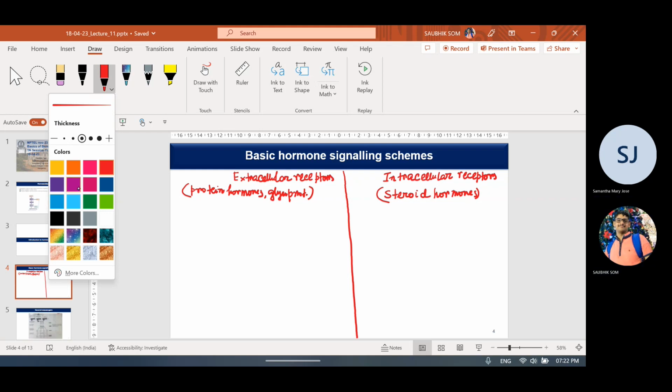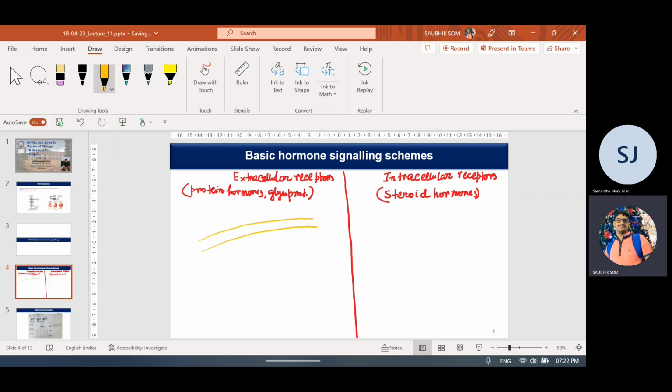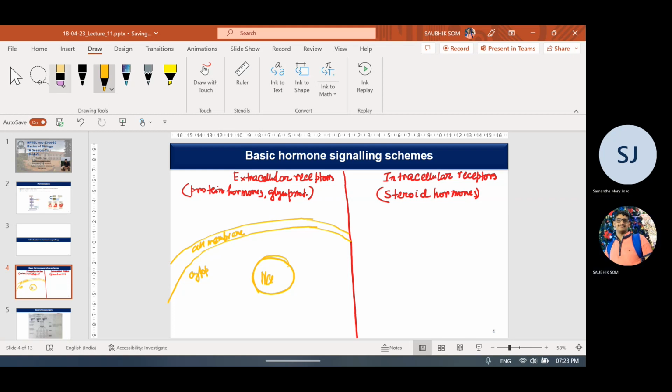Now, what is the basic difference between these hormones? If I consider this as my cell, this is my cell membrane, this is my cytoplasm, and this is my nucleus. This is my hormone, and I can draw the same thing here also. How do the two differ?